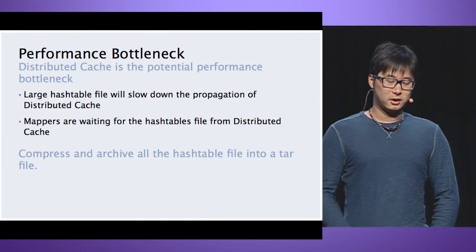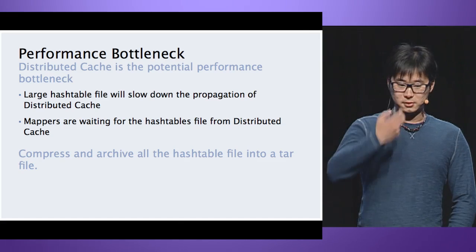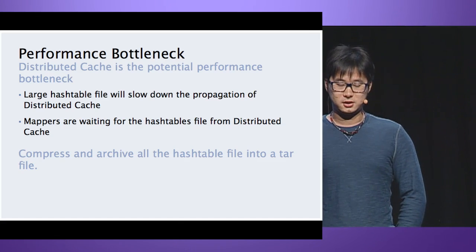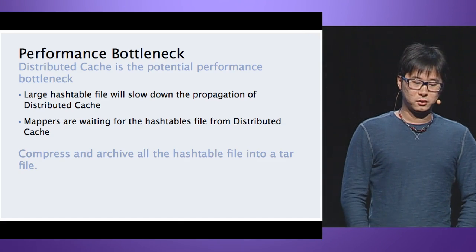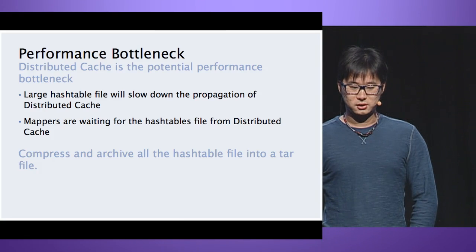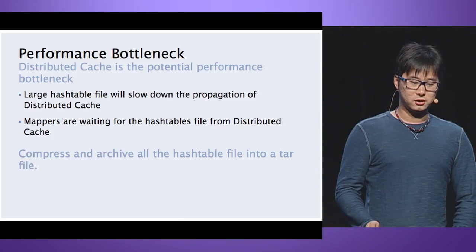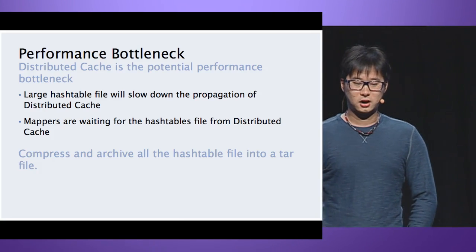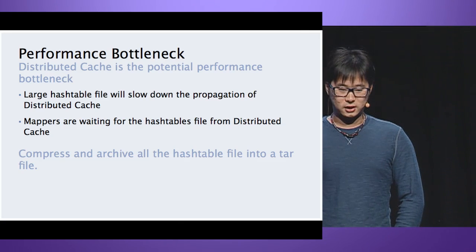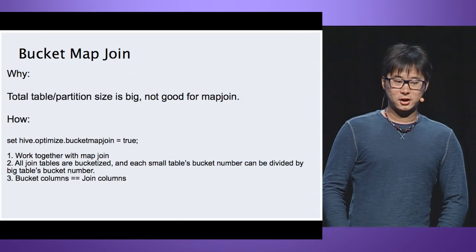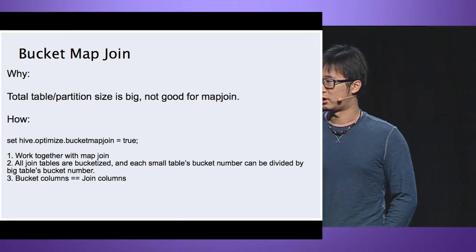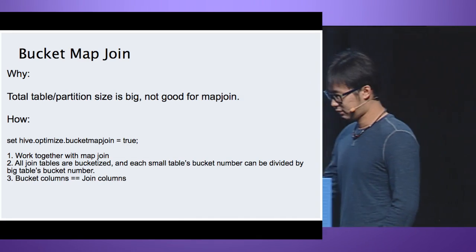So here we can see the distributed cache may be the potential bottleneck for this map join strategy, and we can tune some parameters to improve the performance. Also, we have a lot of compression to try to save some space. So here is the bucket map join, and welcome Nemeth to talk about this.